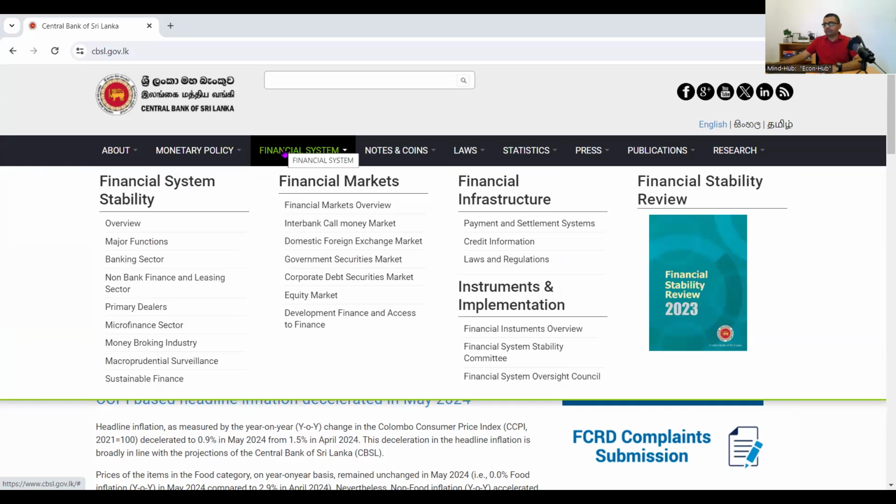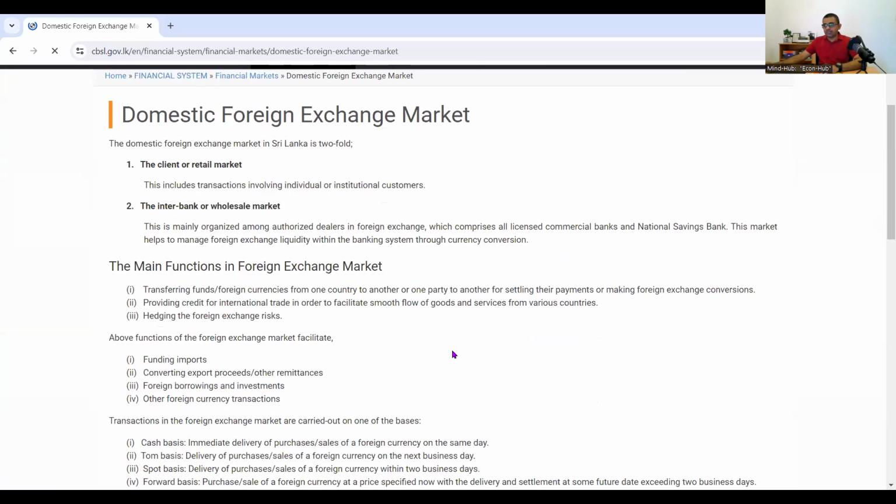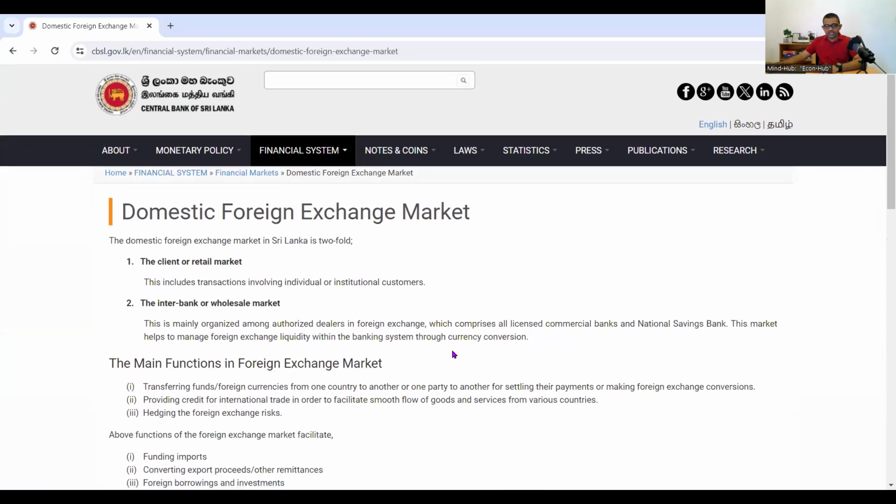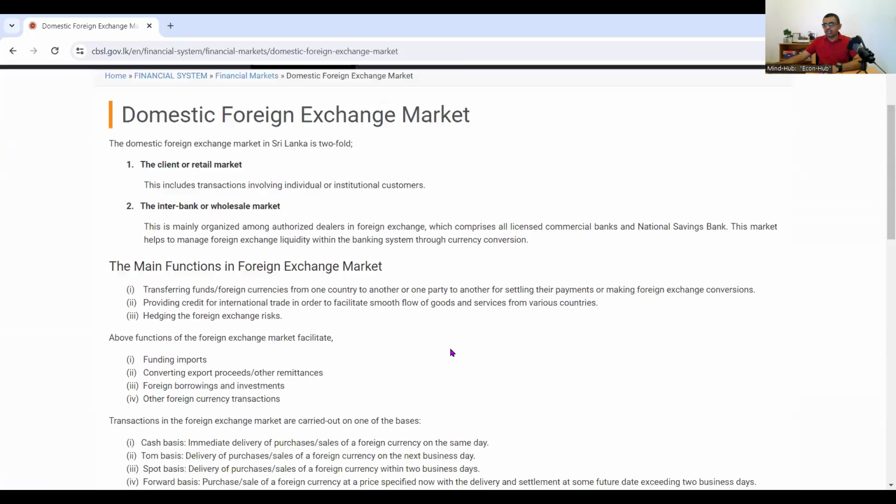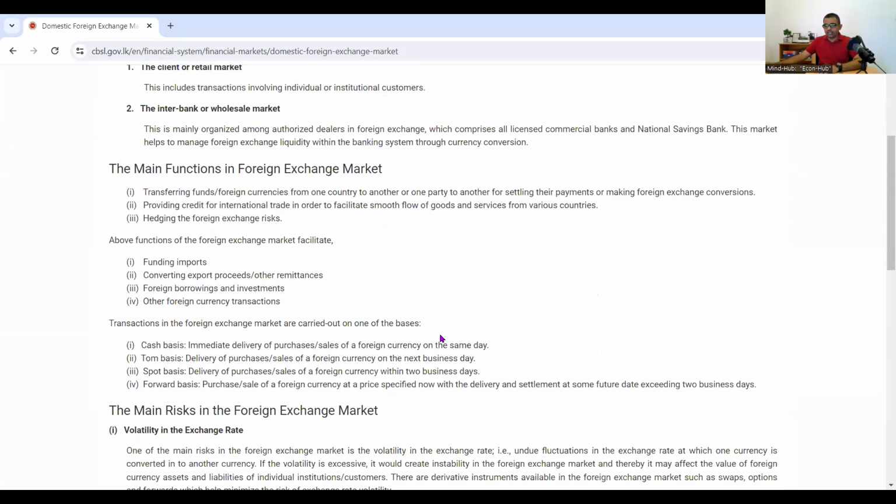Then we can look at the exchange rate, what kind of approach they take to manage the exchange rate and things like that. So here under financial system stability, there are details again. Sorry, I'm just guiding you. The financial markets they have given. There is something about the exchange rate where it says domestic foreign exchange market. If you click on that, they are explaining what they mainly look at when they say the domestic foreign exchange market, the main functions of the foreign exchange market.